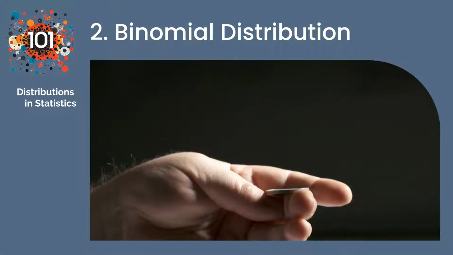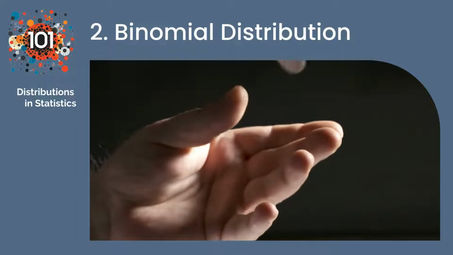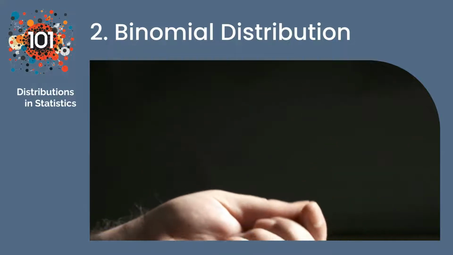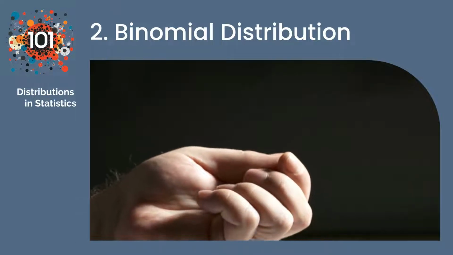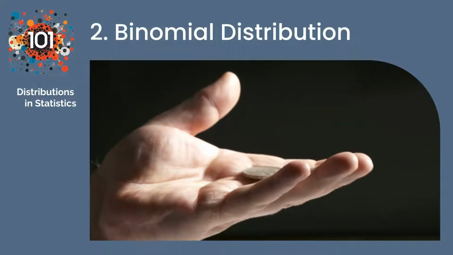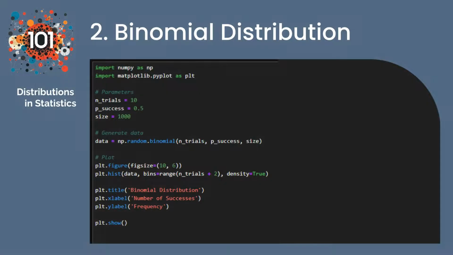The binomial distribution models the number of successes in a fixed number of trials, each with the same probability of success. For example, it can model the number of heads when flipping a coin multiple times. Let's assume we want to find the distribution of the number of heads if we flip a coin 10 times, and we want to check the result in 1,000 experiments. The histogram visually represents the distribution of the number of heads in 10 coin flips. Most outcomes cluster around the middle, 5 heads, with fewer instances of getting very few or very many heads.